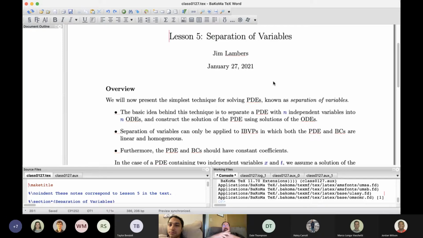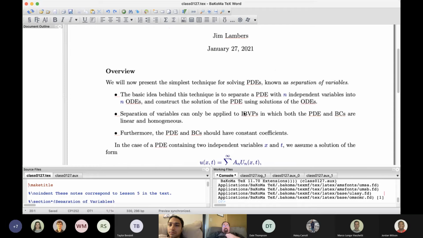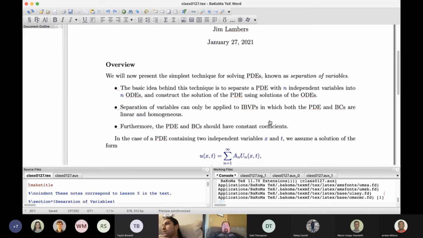And then it's preferable that the PDE and boundary conditions have constant coefficients. I wouldn't say that is a must. Technically, separation of variables can still be applied otherwise, but it's very difficult in that case. So we're just going to use constant coefficients so you can see how the technique works in general.